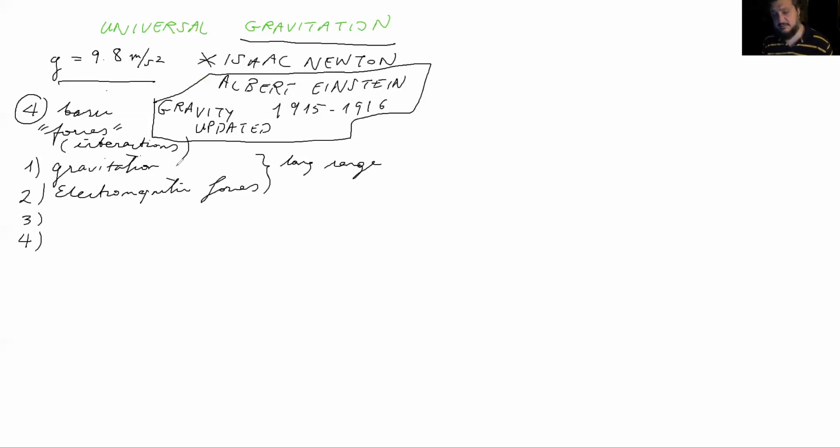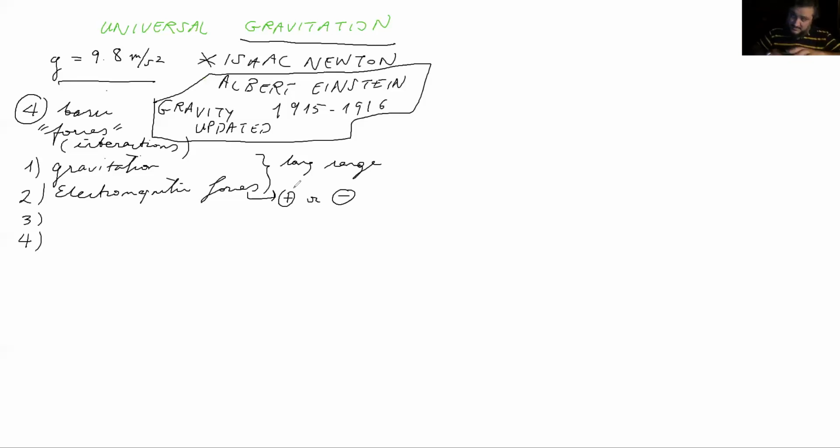Now, gravitation is the force of attraction between objects that have mass. Electromagnetic forces, electrostatic forces, for instance, is the force between electric charges. Now, these charges come in two flavors. They're either positive or negative. If you have like charges, they repel each other. Opposite charges attract each other. So it's two ways, whereas gravitation is always attractive.